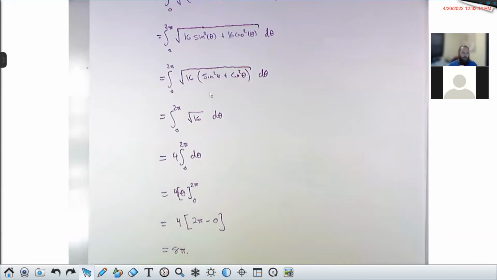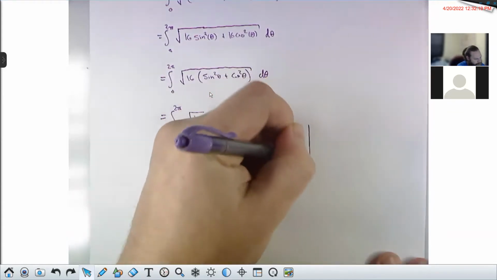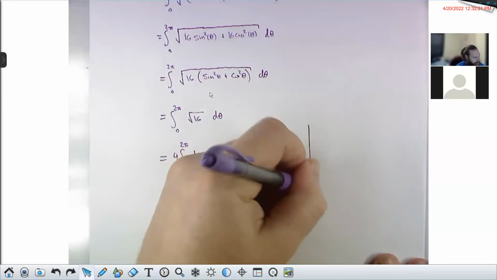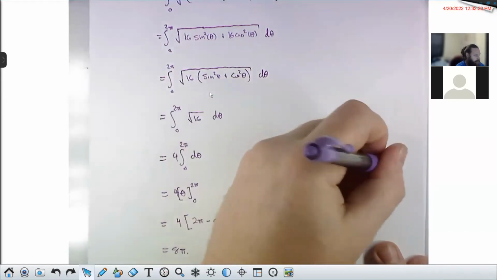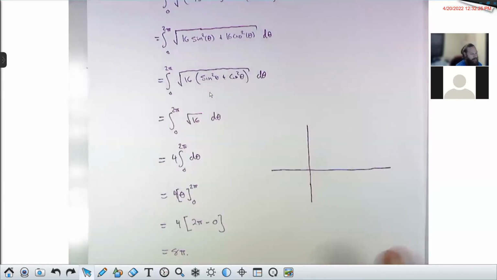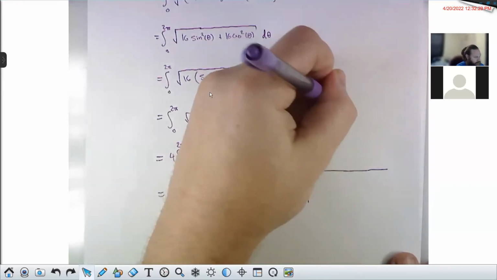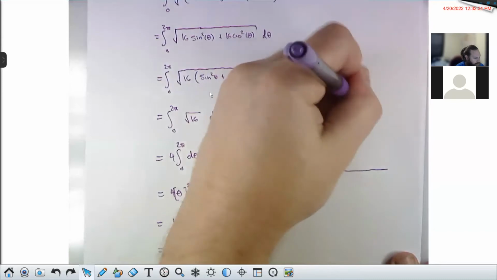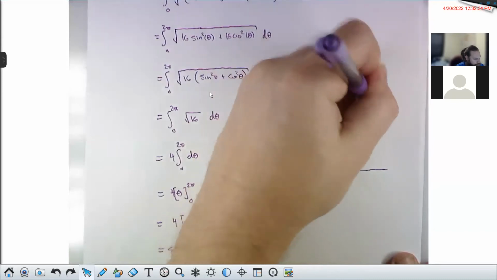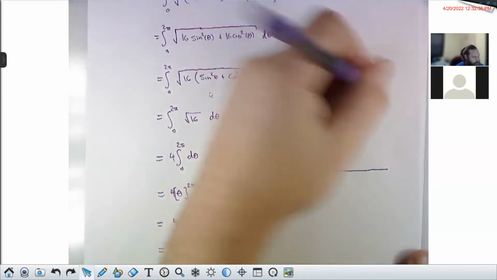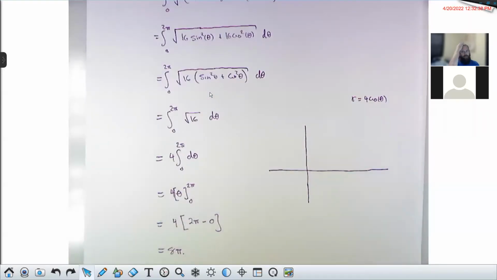What kind of curve is this? Notice I didn't graph the curve to begin with. I want to sketch in polar coordinates r equals 4 cos theta. What is that?